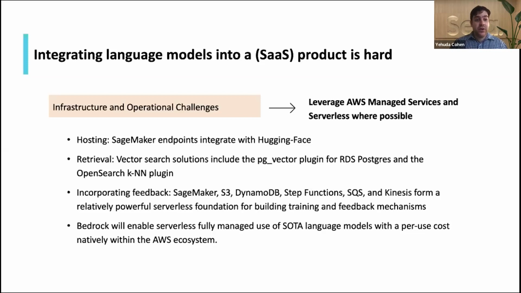In order to host models, AWS currently provides SageMaker endpoints. There's currently an integration with Hugging Face, which you can think of as GitHub for open source models. People upload open source models to Hugging Face, and you can then deploy them to your AWS account using SageMaker endpoints. There's a tight integration that makes it very, very easy.